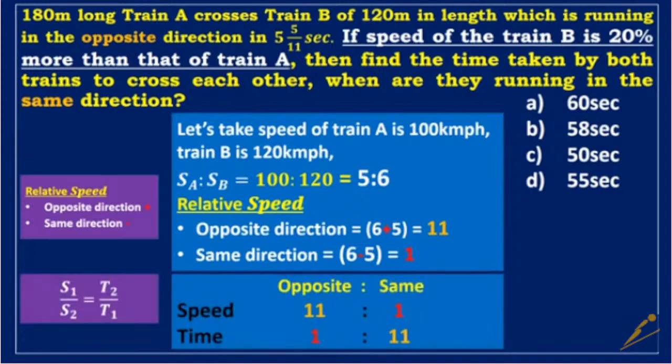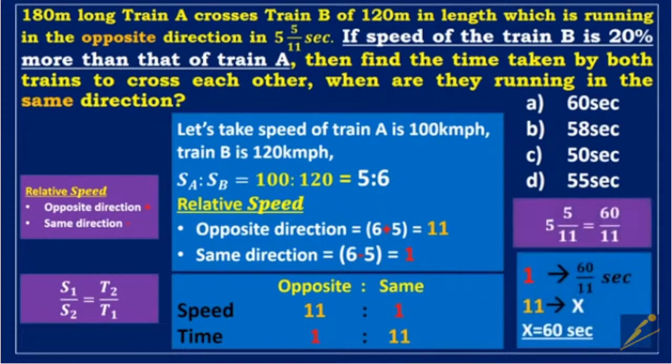However, speed is inversely proportional to time. The time ratio becomes 1 to 11. The 1 represents 60 by 11 seconds. Then we need to compute the time taken by both trains to cross each other when they are running in the same direction.